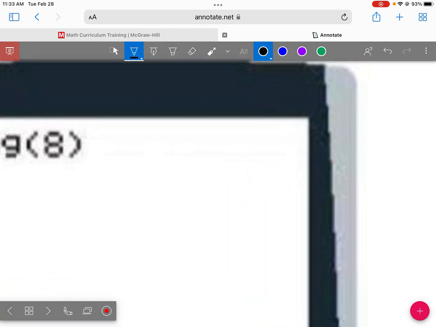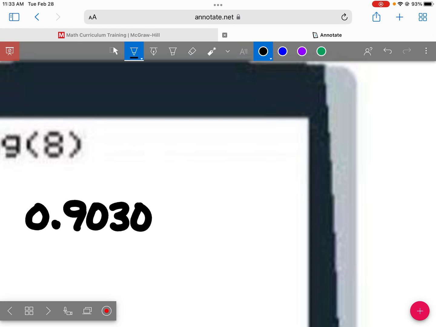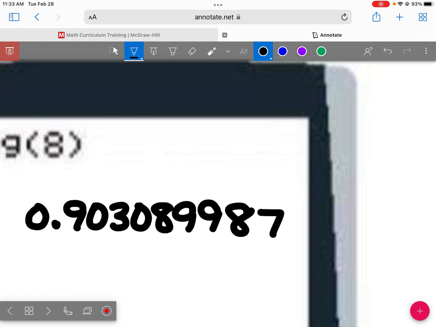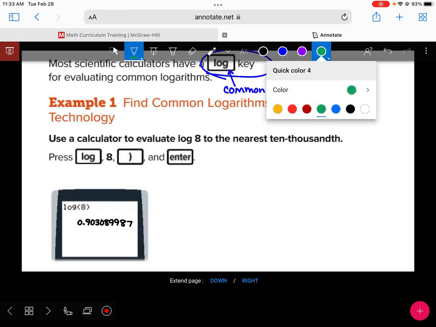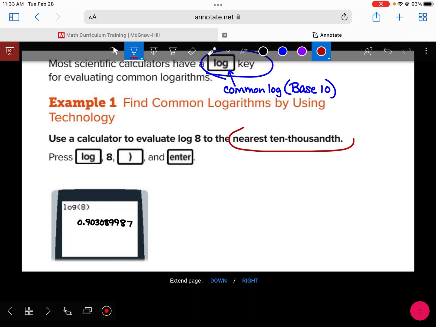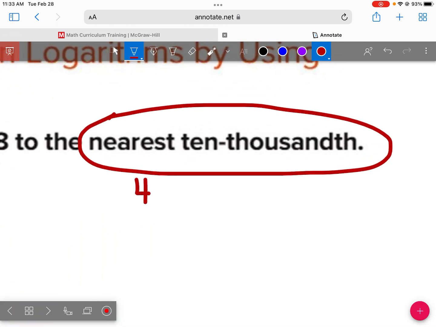So I'm going to write down all the things that you see on your screen. It's 0.903089987. The directions here say to round it to the nearest 10,000th. That is 4 decimal places. So 9030.